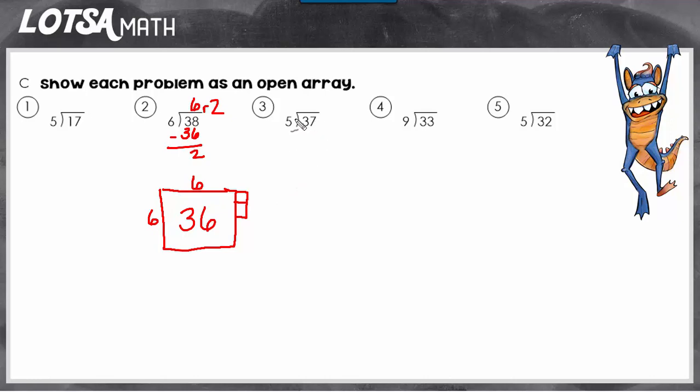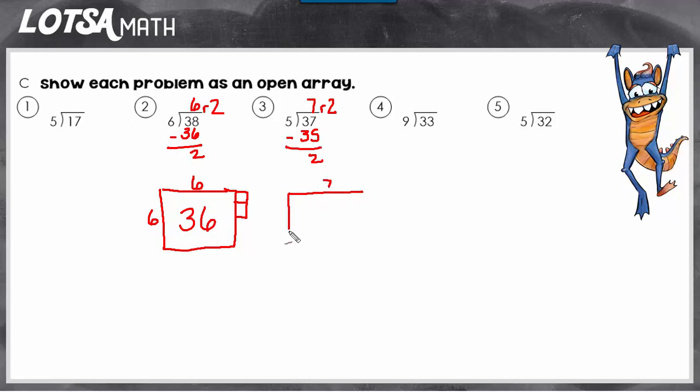On number 3, we have 37 divided by 5. So I'm going to go ahead and solve it. And I'm going to get 7, remainder 2. So that tells me one length is going to be 7, the other is going to be 5. The inside of my shape is going to be represented by 35, and then there are going to be 2 extra little squares tacked on. So it's going to look like this.